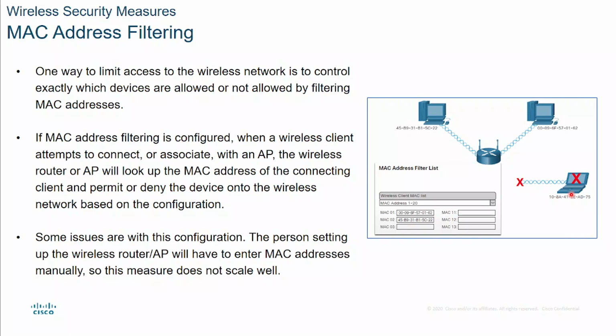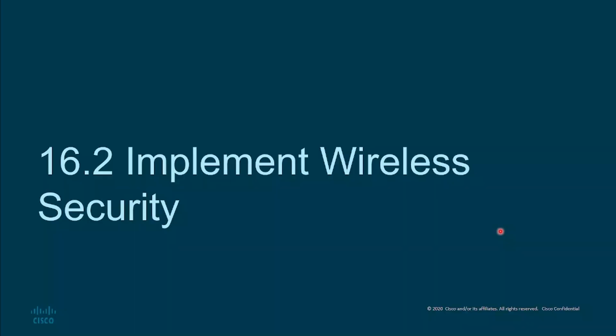There are some issues with this configuration. The person setting up the wireless router or access point will have to enter MAC addresses manually. So this measure does not scale well, right? Because imagine you want to do it for 100 devices, you now have to enter those 100 MAC addresses manually. And that doesn't help you, because it's going to be very ambiguous.